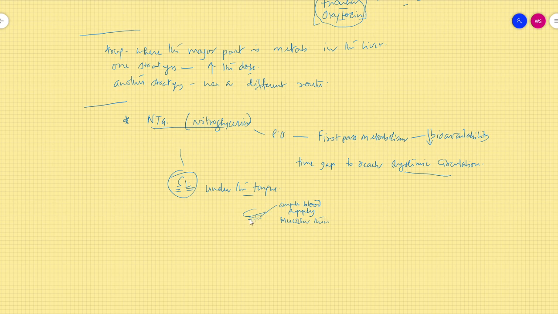So if the drug is sufficiently lipid soluble and we place it under the tongue, it will dissolve and get absorbed into these blood vessels, and these blood vessels directly reach the systemic circulation. Meaning it bypasses the liver. It directly goes into the systemic circulation, and therefore it becomes more bioavailable. So what is a bypass?